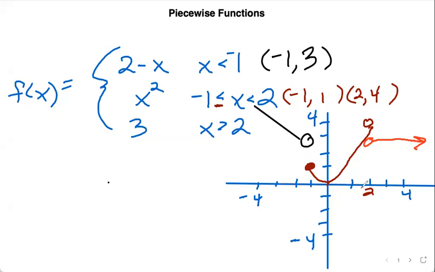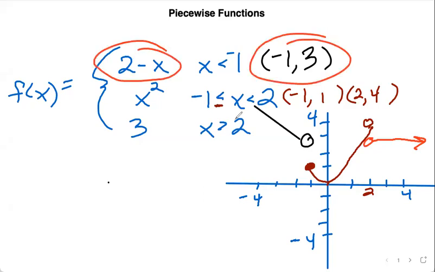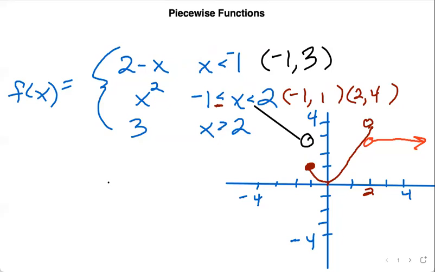So notice what I did overall. Basically, I graphed the entire piece, found the point where it either starts, ends, or cuts off, and then kept the side that it exists. And I did that for each piece of this piecewise function.